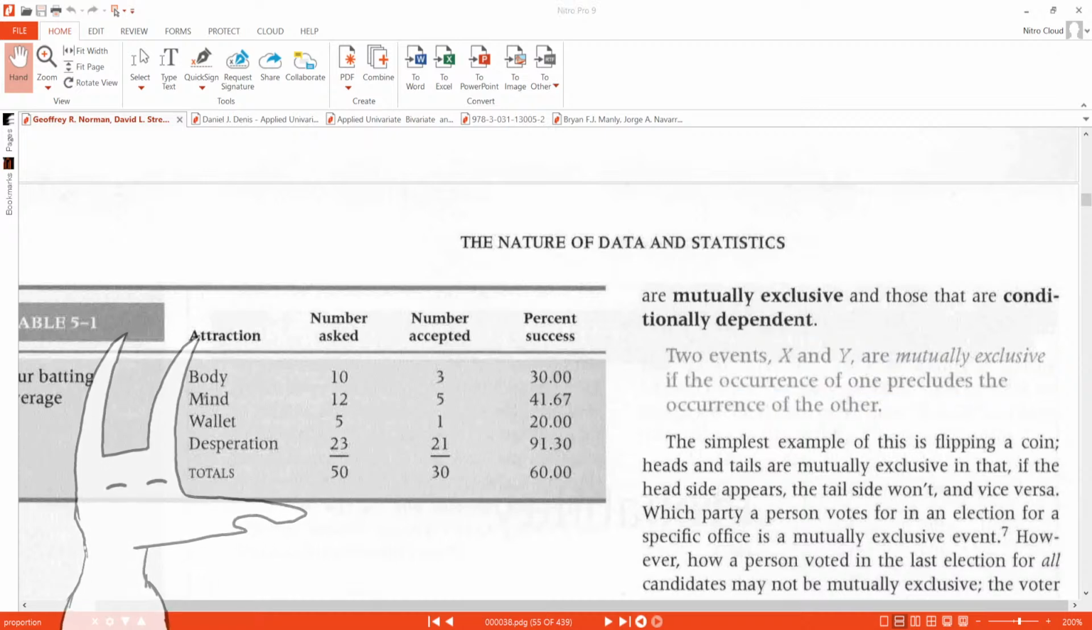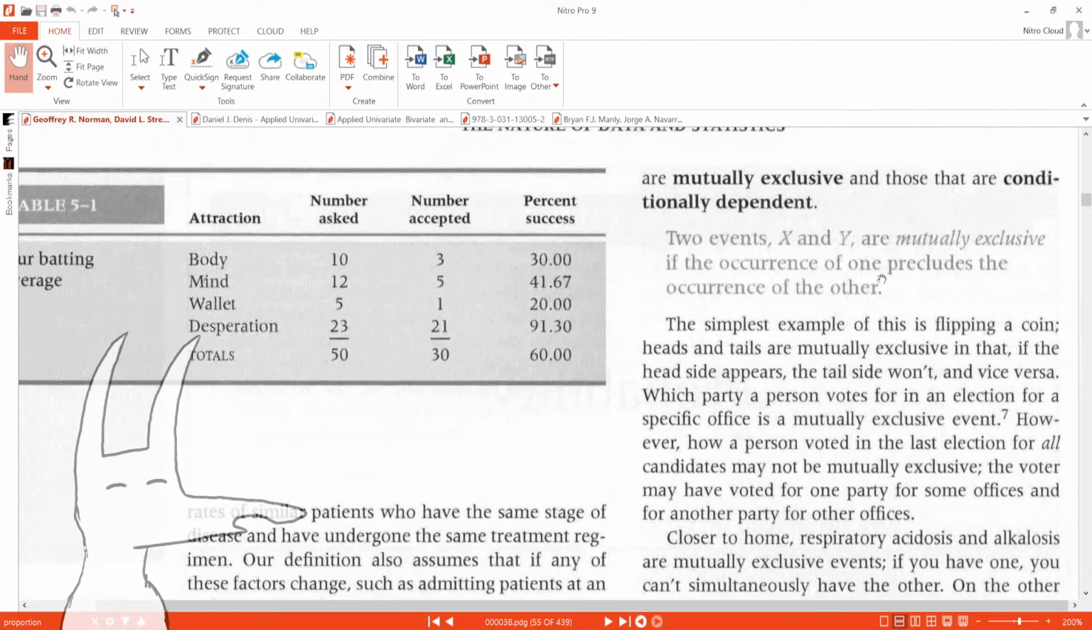I think I know what precludes means, but I'm gonna double check. Preclude. Okay, if one event makes the other impossible, then those events are called mutually exclusive.